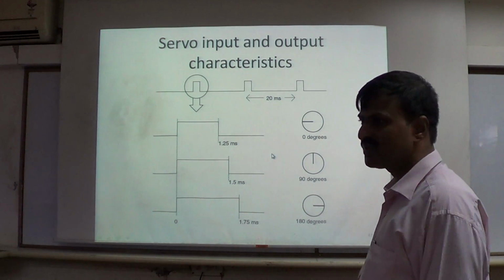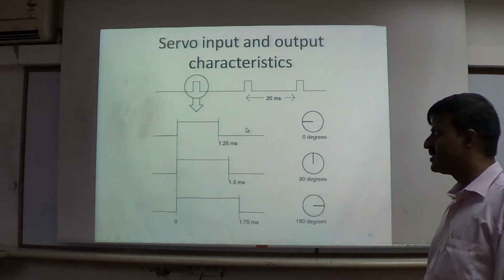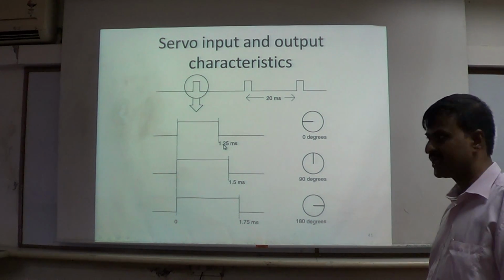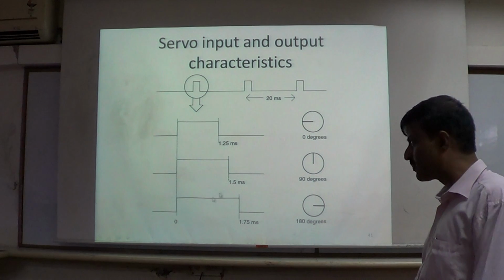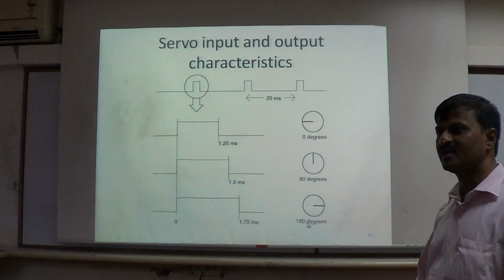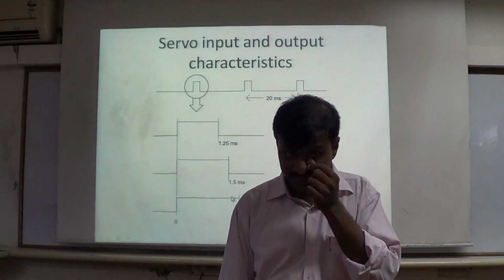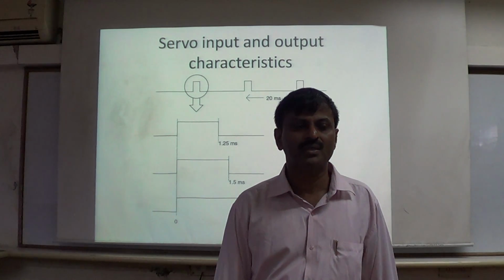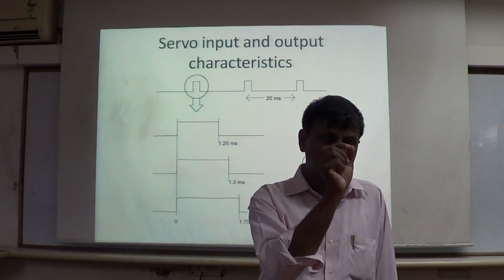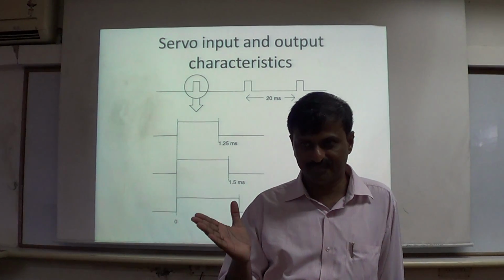As you can see, a simple example is given here. If you want to have 0 degrees, then the width is, let us say, a 1.25 milliseconds pulse you have to generate. If you want to have a 90 degrees displacement, give a pulse of 1.5 milliseconds. If you want a displacement of 180 degrees, generate a pulse of 1.75 milliseconds. Okay, so that's the advantage, that your pulse width is defining the displacement of the motor.